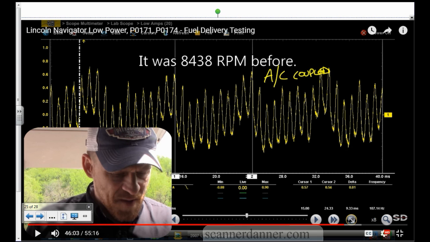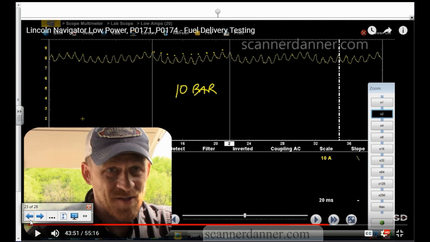What's that mean? If you AC couple the scope, I eliminated all the DC. So you see my 0 amp number? I eliminated it. It's taken this 8 amp average, and it's bringing it down to 0.